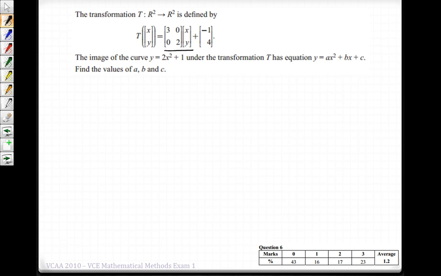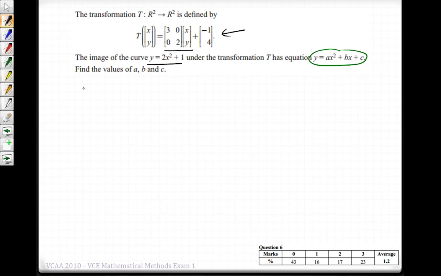We're asked to look at the image of this curve under the transformation, and it says that we can write it in this form here: y equals ax squared plus bx plus c, and we want to find the values of a, b, and c. So the first thing we need to do is expand out this matrix business here.